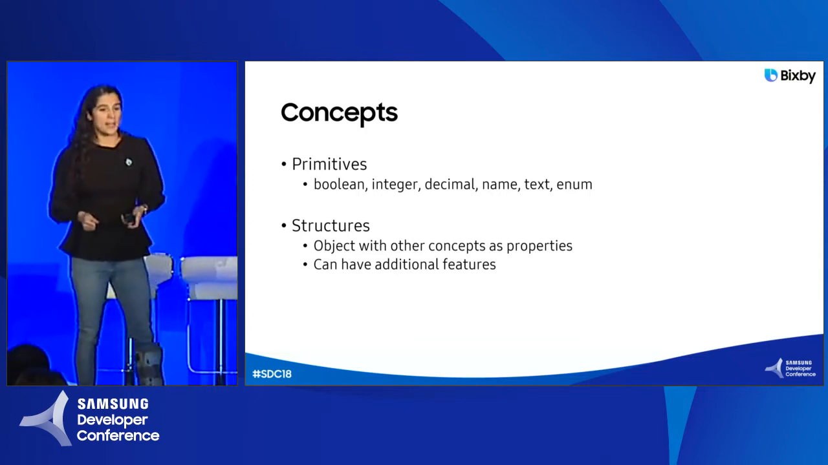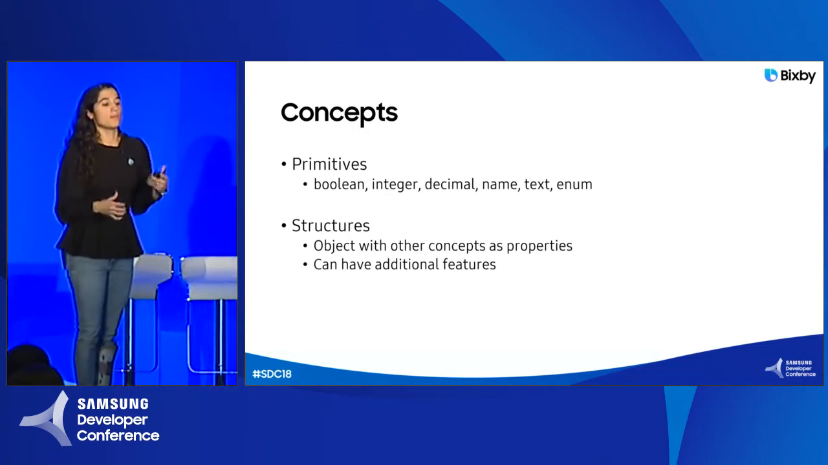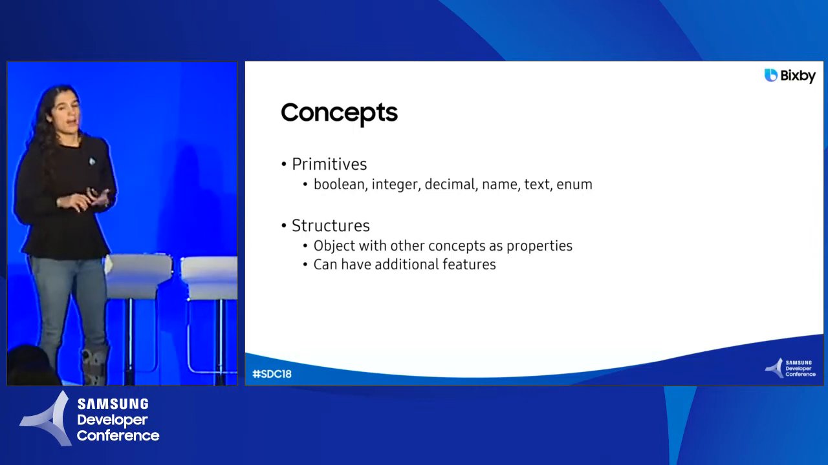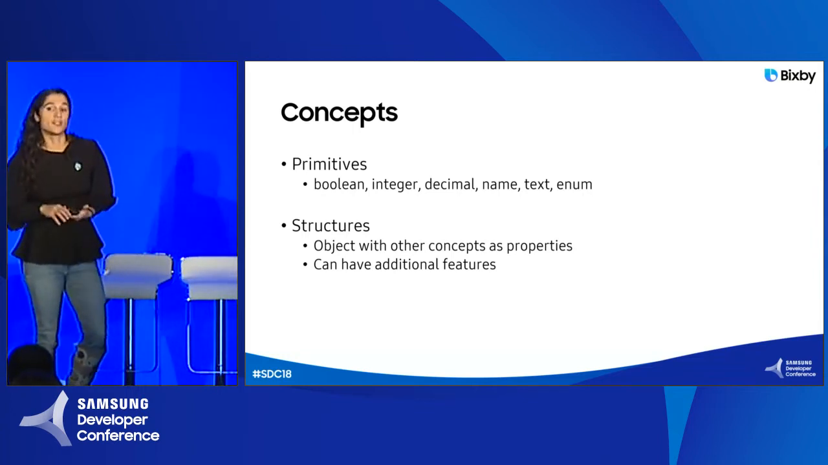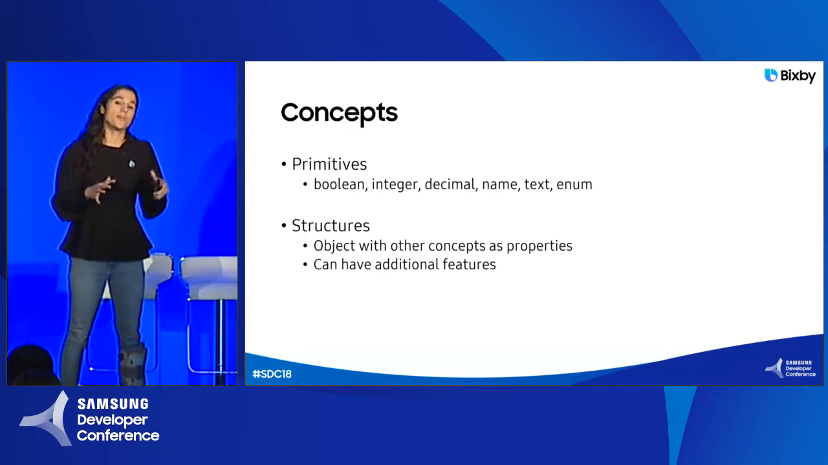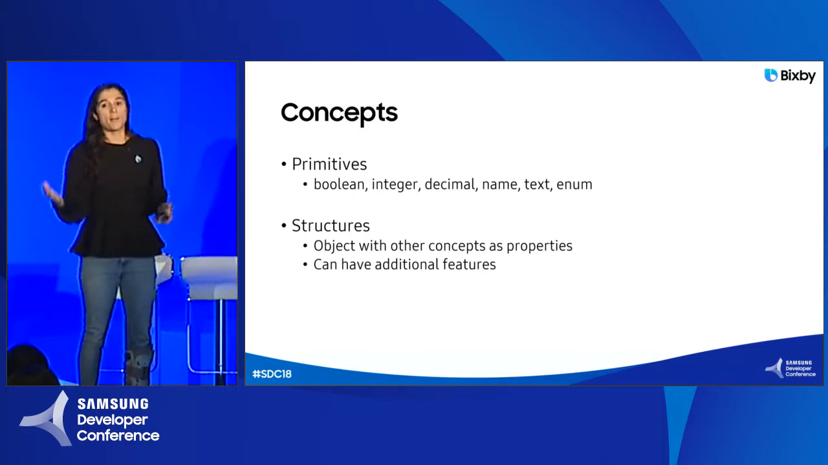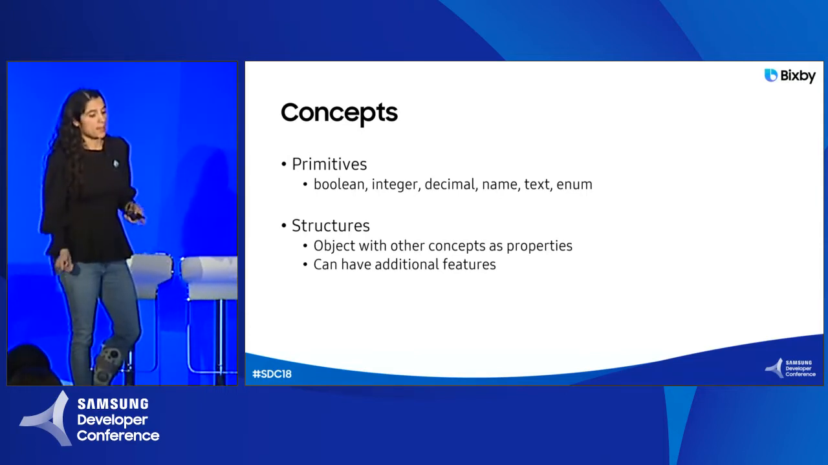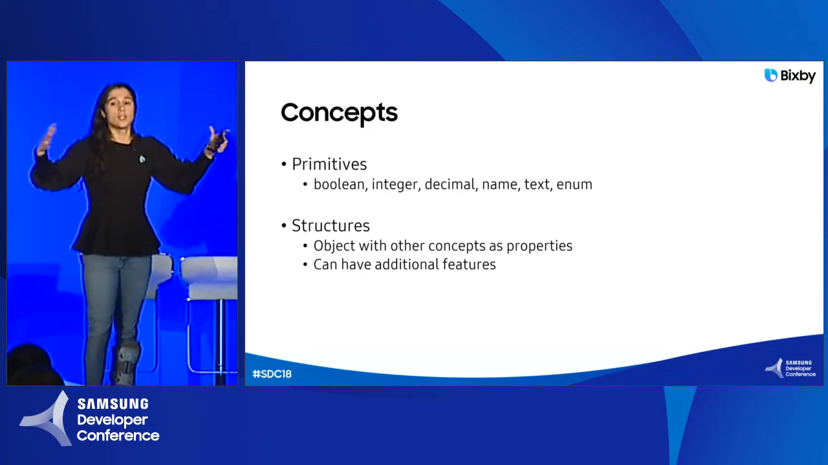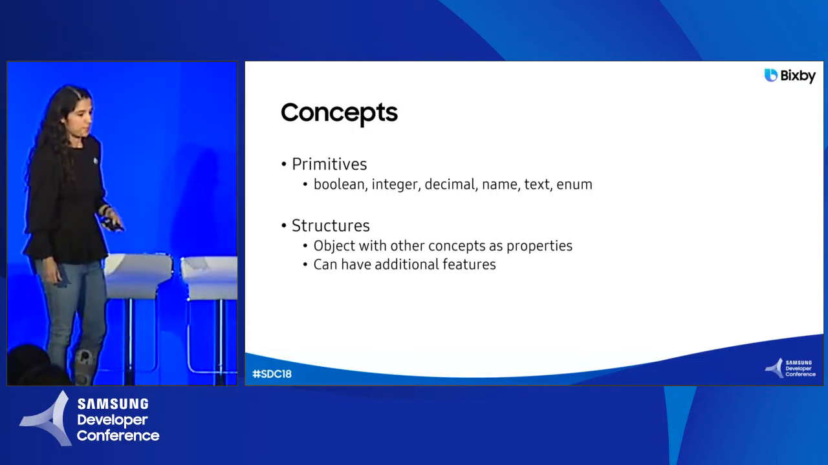So like any programming language, the basic building blocks have different types, and we call them concepts, and primitives are the very base types. So we have, of course, booleans, we have numbers, and we have strings. Then we can put together these primitives into bigger objects called structures. And a structure has any number of properties within it, each with a type. That can be, in turn, another primitive or a structure. And that's how we build more and more complex objects in Bixby.